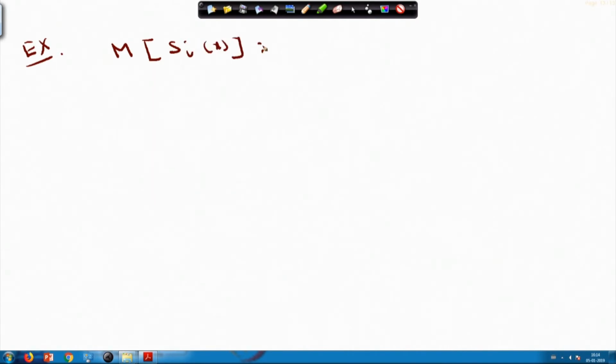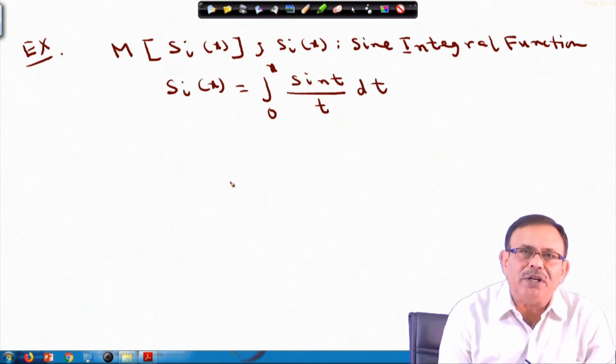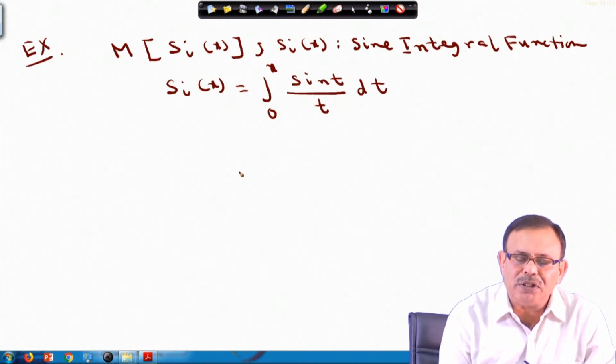Si x, where Si x is nothing but again the sine integral function. Si x is the sine integral function, and this Si x is defined in the same way as the integral from 0 to x of sin t by t dt. So, we want to find the Mellin transform of the sine integral function, where Si x is defined as the integral from 0 to x of sin t by t dt.